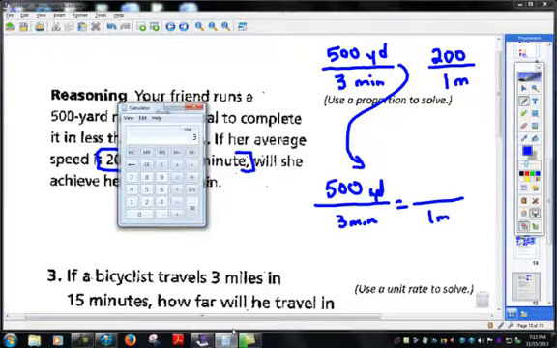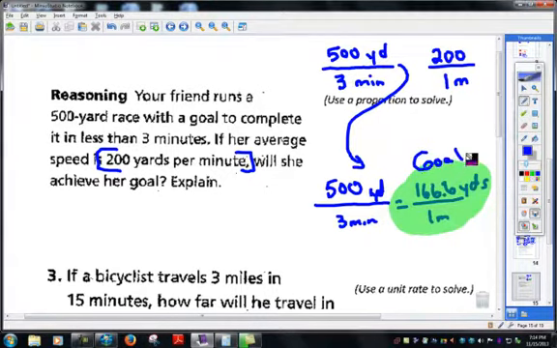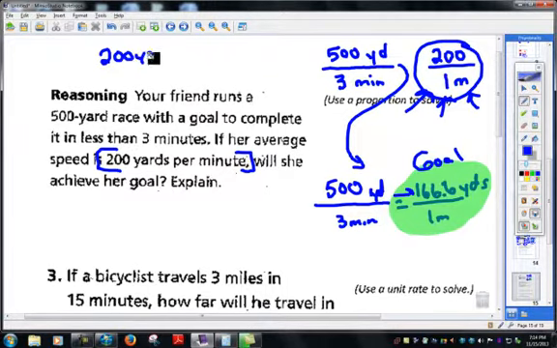500 divided by 3, okay, 166.6 yards. So this is her goal. Okay, I'll write that, goal. This is what she actually did. Will she achieve her goal at this rate right here? Absolutely, because her goal is to cover 500 in 3 minutes. But you can see she's on pace to run 200 yards per 1 minute. She's on pace right now.